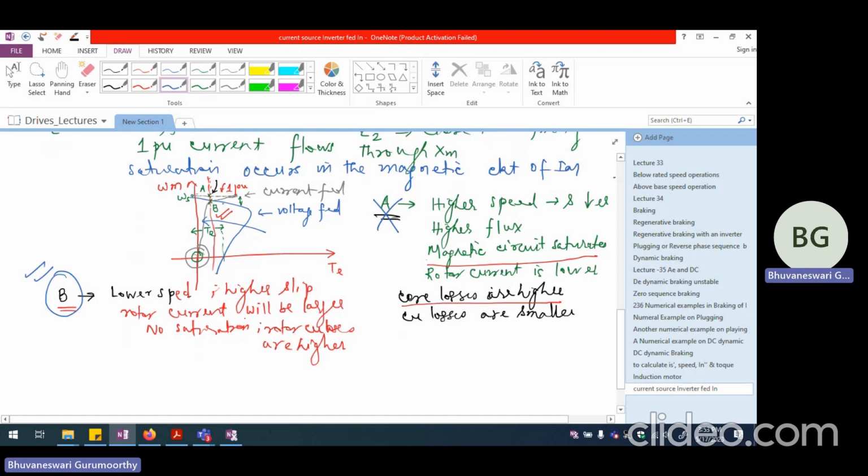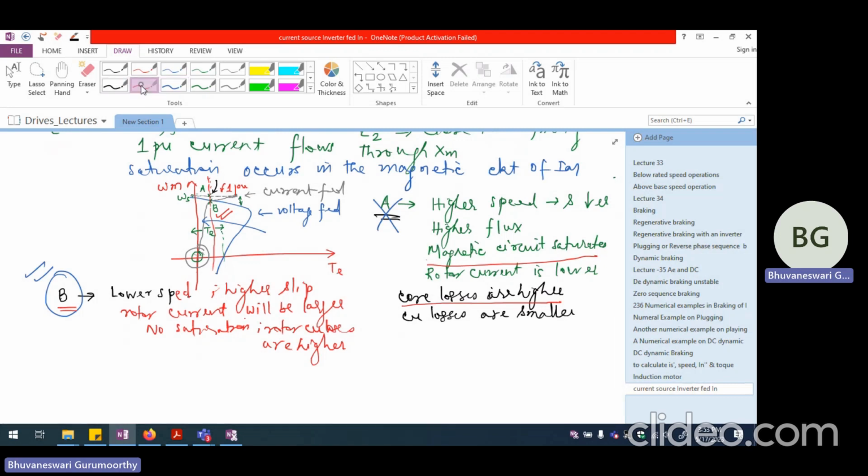Point B actually resides in the portion which corresponds to the steady state unstable region, whereas point A is in the stable region. So invariably, an unstable system can be made into a stable system by proper compensator design in a control system criteria. So, current source inverter fed drives are invariably operated in the open loop unstable portion. So, they have to be generally operated as closed loop controlled drives.